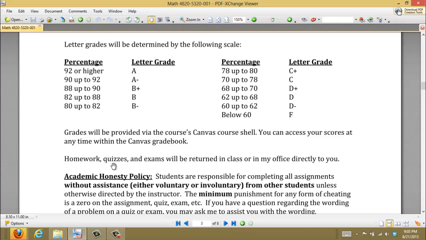In terms of the letter grades, it's all going to be pretty straightforward. It's all pretty typical. The only small distinction that might be different from other courses is that there are no C minuses in this class. You have 70 to 78 as a C. So it doesn't matter whether you barely pass or you almost get a C+, it's all just a C.